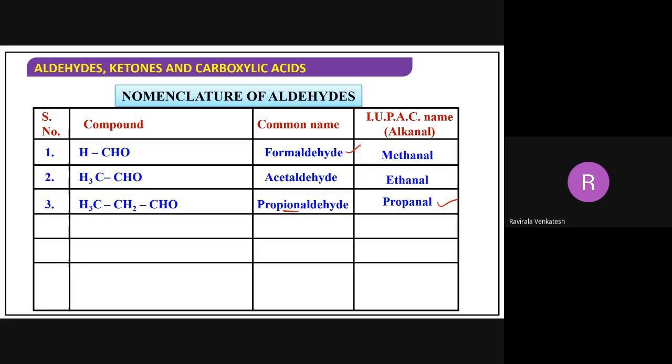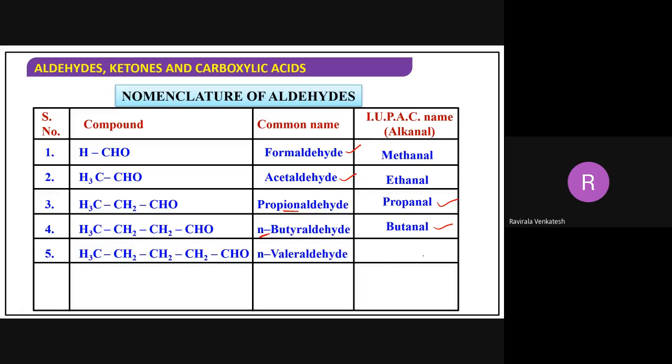So you have to remember formaldehyde and acetaldehyde compulsorily. Next, this is called butyraldehyde. N is indicated as straight chain. Butyraldehyde. This is called what? Butanal. Remember this one. Next, pentanal. Common name will be valeraldehyde. Valeraldehyde, no need to remember this one. It is not very important for us.